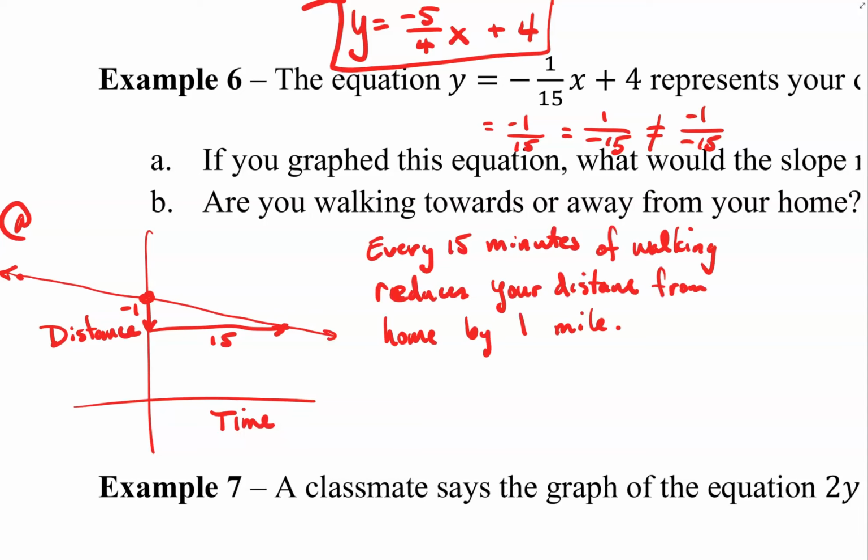So if we think of slope this way, I might say something like this: for every 15 minutes of walking, we're going to reduce the distance from home by 1 mile. And if you answered with something similar to this, I think I would be pretty happy.